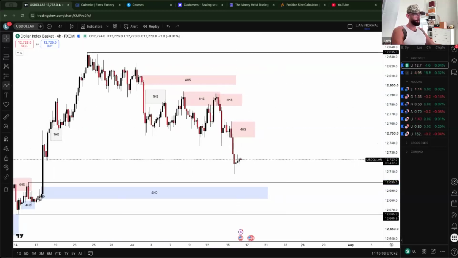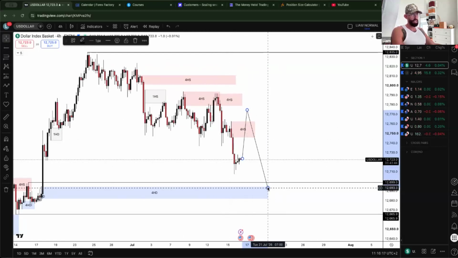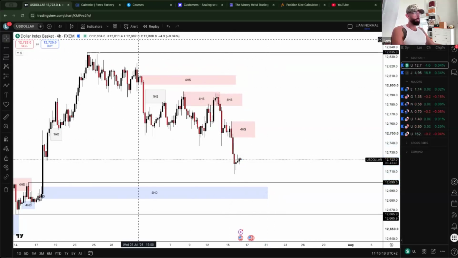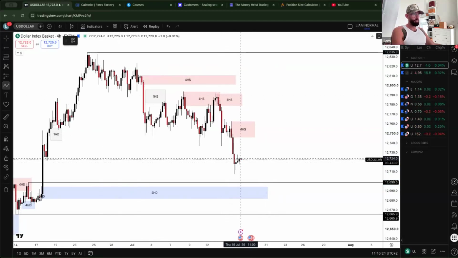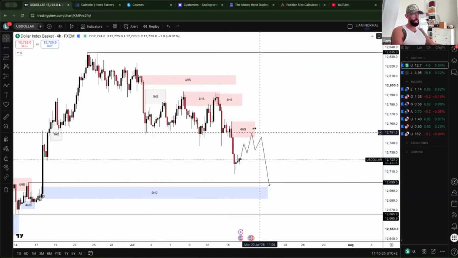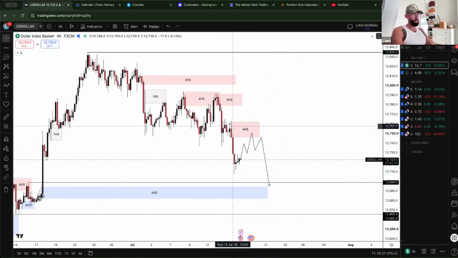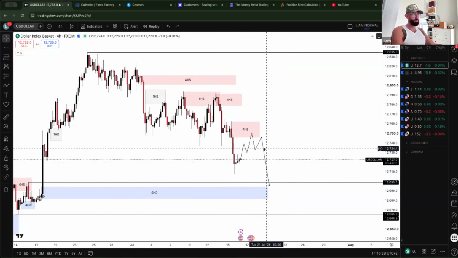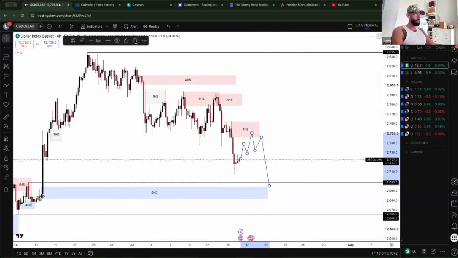Now, of course, if market punches above these highs and comes into one of this supply and or this imbalance and does this, then that is completely valid. But from my perspective, I think we could see market shift from this 4 hour supply area in which you guys can see. So that is what I'm keeping an eye on today.